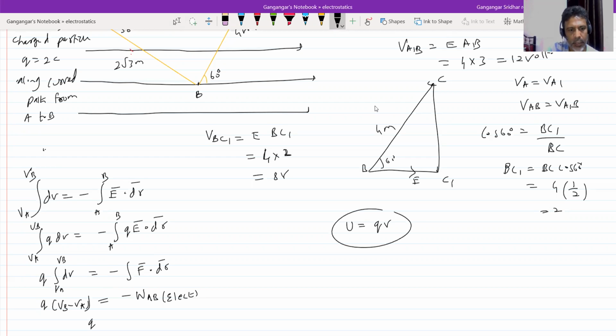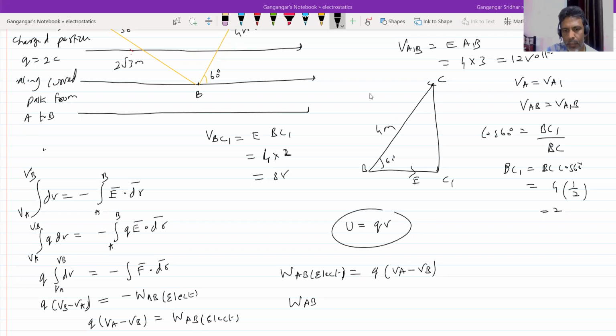Next, shall we write it? Q into VA minus VB is equal to... so what is the conclusion? Work done by electrostatic force in moving a charged particle from A to B is equal to the charge of the particle you're moving into the potential difference. And we know the work done by electrostatic force and external agent: work done by external agent should be equal to Q into VB minus VA.